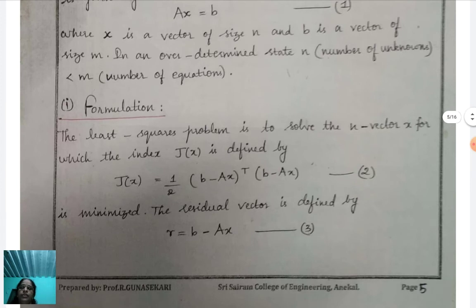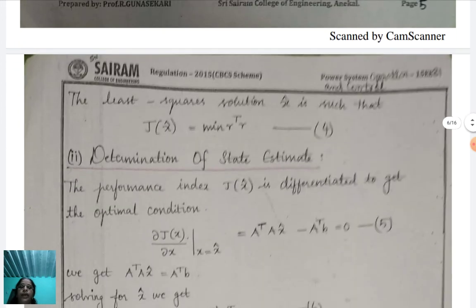First one is the formulation. The least square problem is to solve for the n vector x for which the index J of x, defined as J of x equal to 1 by 2 into (b minus Ax) transpose (b minus Ax), is minimized. The residual vector is defined by r equal to b minus Ax. Therefore, the least square solution x vector is such that J of x is equal to the minimum of r transpose r only.